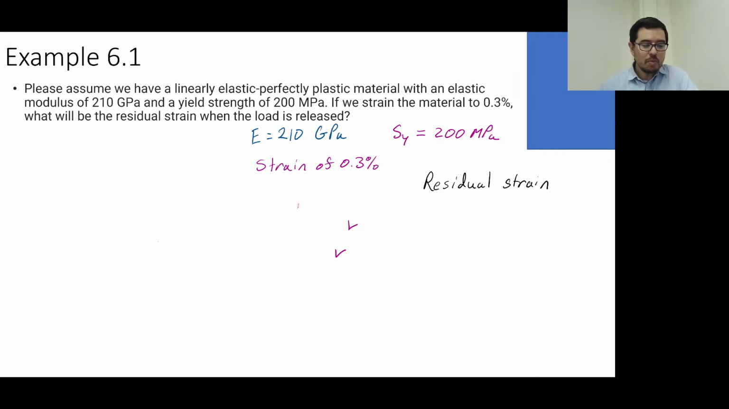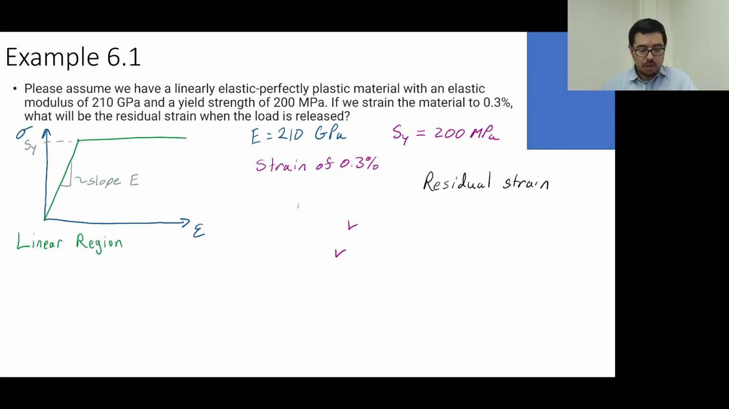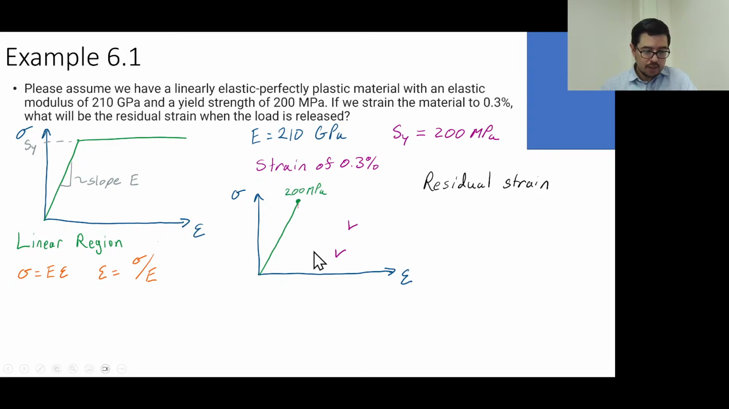If we strain the material to 0.3%, what will be the residual strain when the load is released? All right, so we kind of already did this. We go up that slope, through the linear region, and then we get to the strain associated with the yielding. Okay, so this is the strain at onset of yield, epsilon y.